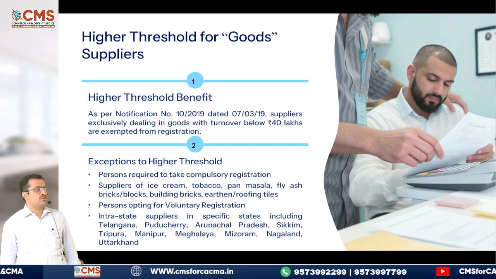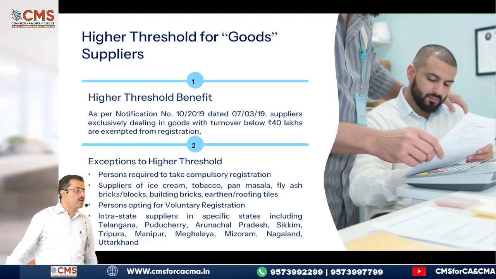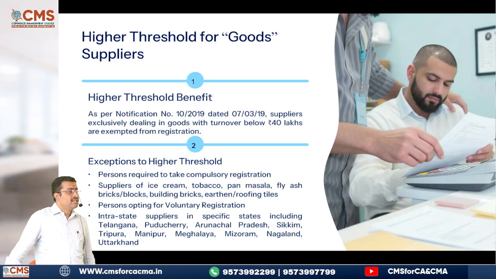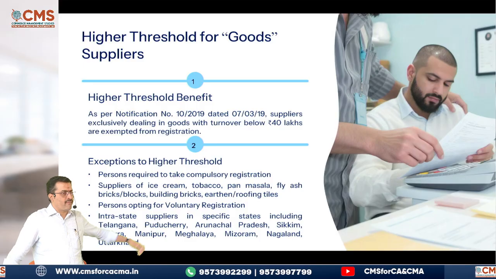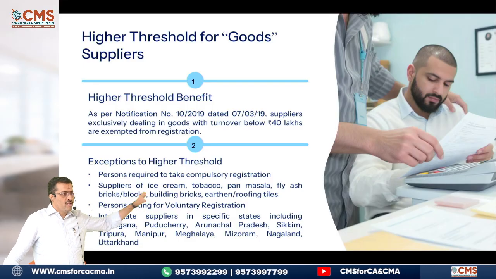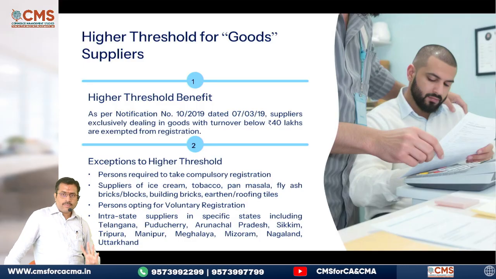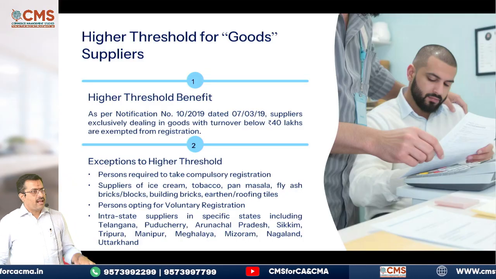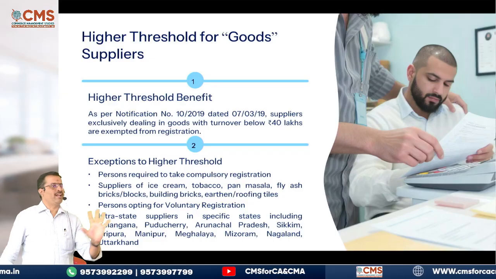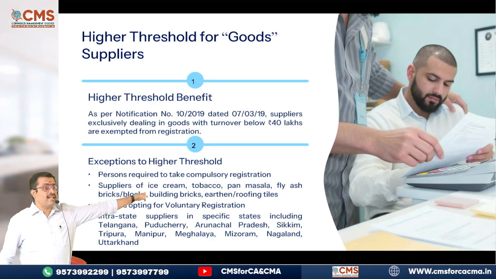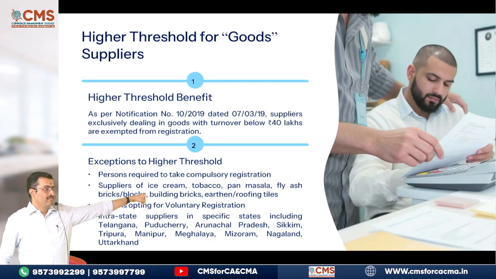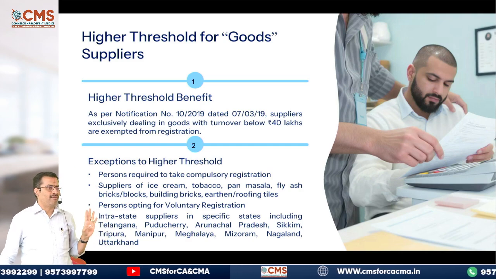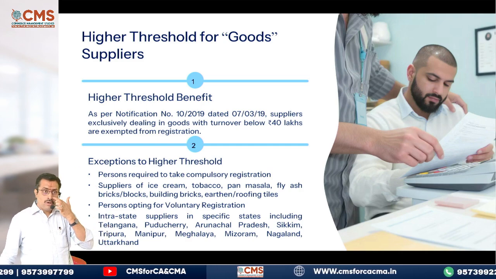Now, higher threshold for those who are dealing only with goods. That means they don't deal with services. So for them, they have raised the limits to how much, my dear? 40 lakhs. Especially if you see, we are in 2 Telugu states. In Telangana, the limit will always be 20 lakhs. But in Andhra, it will go to 40 lakhs if you are dealing only with goods. Are you clear? So this benefit of 40 lakhs is not applicable to Telangana. Are you clear? It will be applicable to Andhra Pradesh.